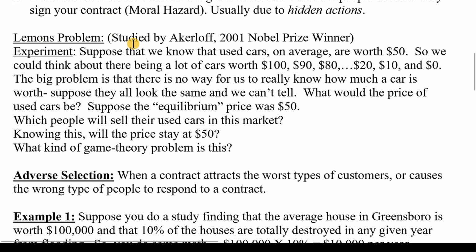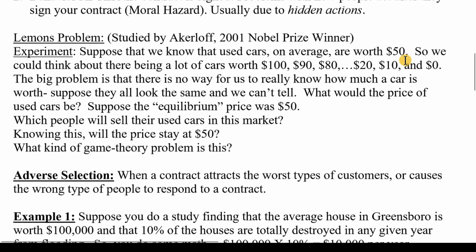There's a famous example called the lemons problem, and this was studied by a guy named Akerlof. He won the Nobel Prize in 2001. He actually shared the prize with some other people for this kind of idea. Let's do an experiment. Suppose we know out there that there are a bunch of used cars of all different kinds of quality. To make this really simple, to use small numbers, let's suppose that all these used cars on average are worth $50 a piece. I know, small numbers just to keep it easy to talk about.